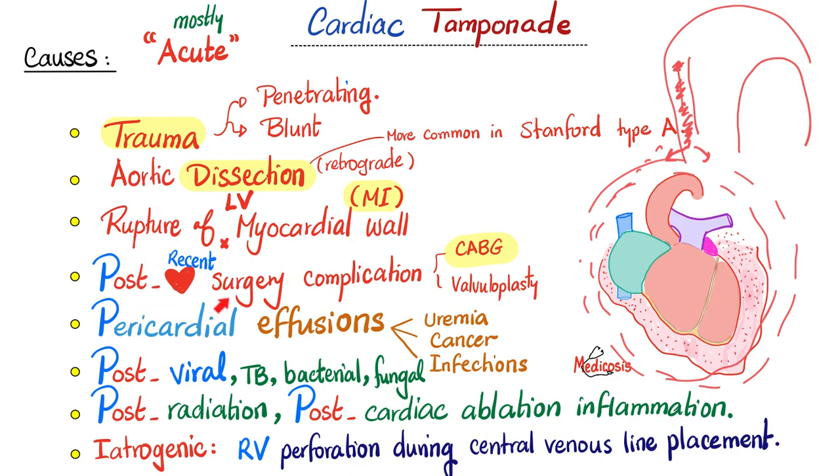How about after surgery? As in coronary artery bypass graft surgery or valvuloplasty surgery. Yeah, after cardiothoracic surgery, I can develop a cardiac tamponade as a complication of the surgery. How about if I have pericardial effusion, especially if there is too much, or if it can accumulate quickly, such as uremia from kidney failure, cancer, let's say I have breast cancer that metastasized to the pericardium, or infections like the nasty miliary tuberculosis.